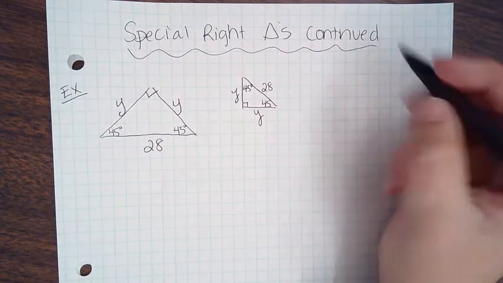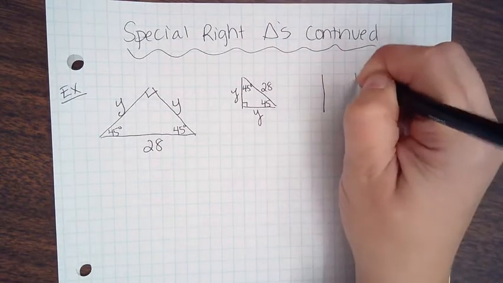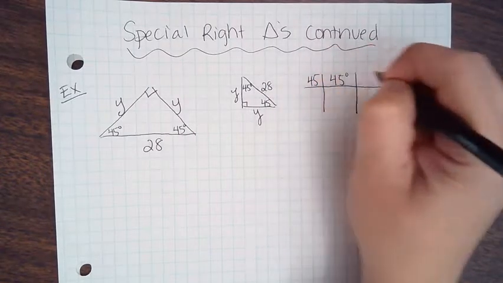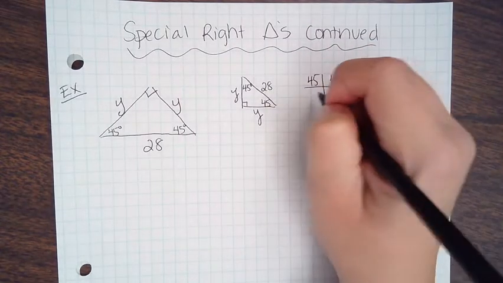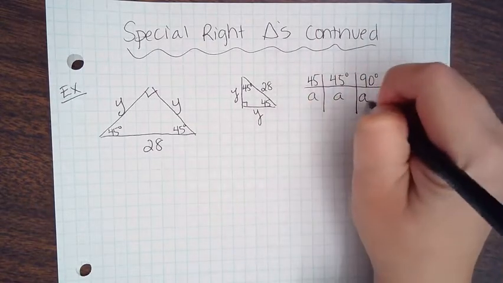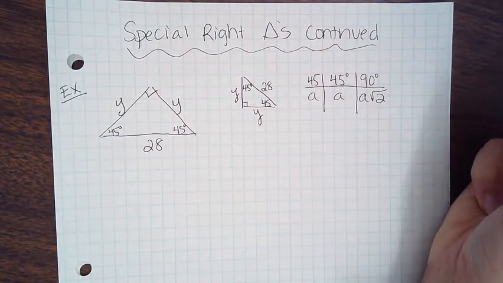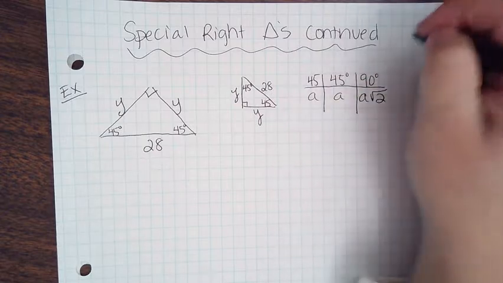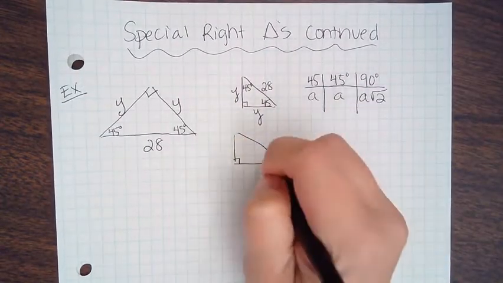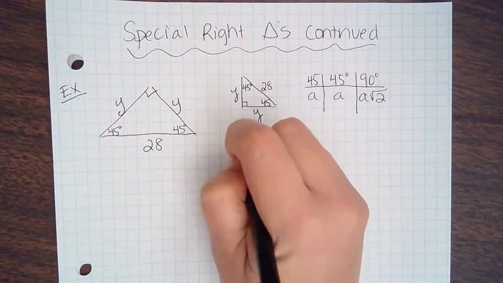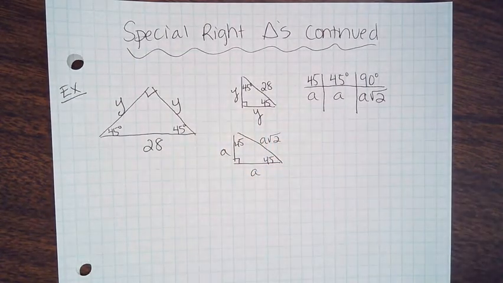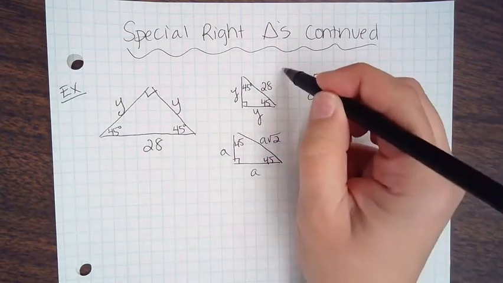Okay. So what we know is that opposite the 45-degree angles, we always have A. Opposite the 90-degree angle, we have A root 2, okay? And if you're forgetting where this comes from, that's a terrible drawing, but this comes from A root 2, okay? Okay, so now back to this problem.